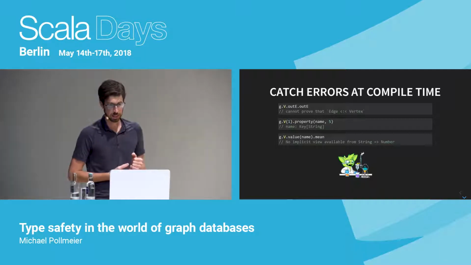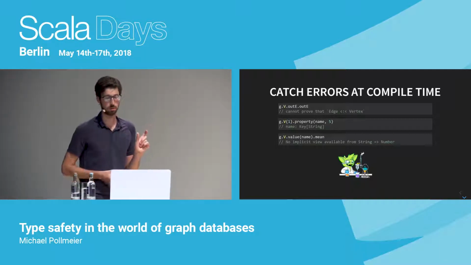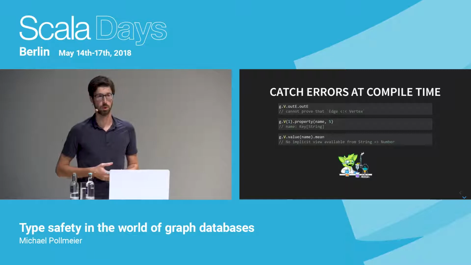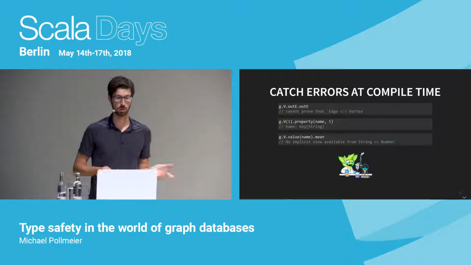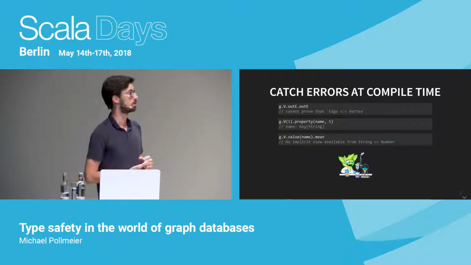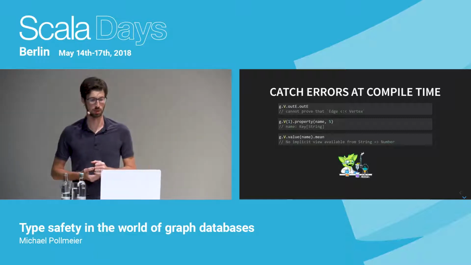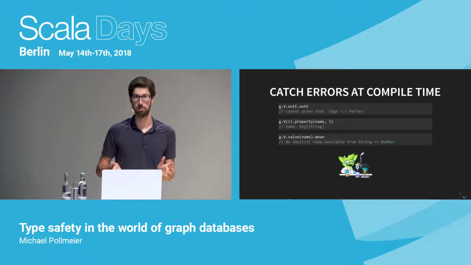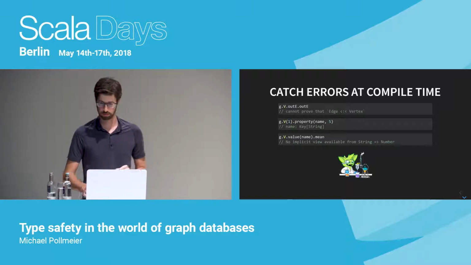And the third one, we look up from all the vertices the name property, and we know it's a string. And now we want to compute the mean of those name properties. Well, mean doesn't make any sense for a list of strings, so this doesn't compile either because there's no view available from string to number. So it has to be some number, like int or double.